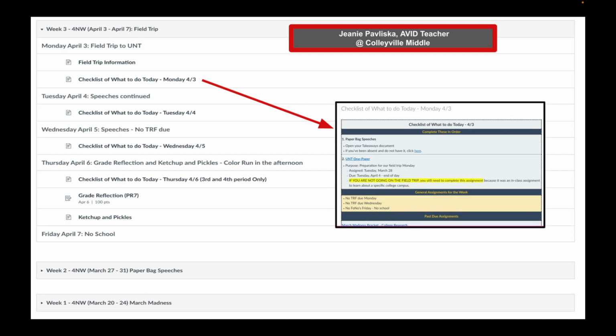Here is her week 3 module expanded. Notice how she also utilizes the text headers Monday, April 3rd with a little title of what to expect for the day. I have pulled out a little screenshot of her checklist, what to do today.